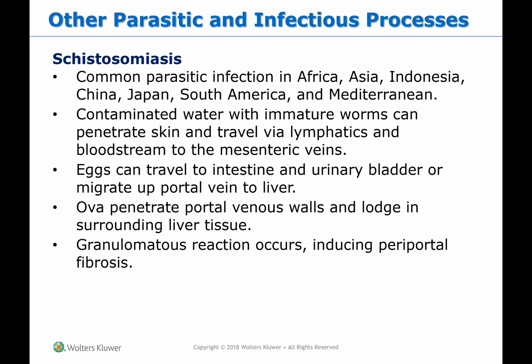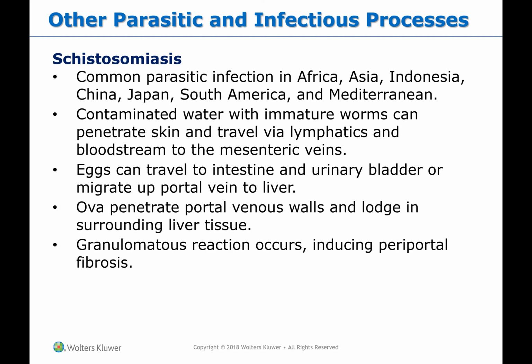Schistosomiasis. Geez, I am sorry. Some of these words, even I can't say. Okay, a common parasitic infection in Africa, Asia, Indonesia, China, Japan, South America, and the Mediterranean. Contaminated water with immature worms can penetrate the skin and travel via lymphatics and bloodstream to the mesenteric veins. Okay, we know that. Eggs can travel to the intestine, urinary bladder, and migrate up to the portal vein.